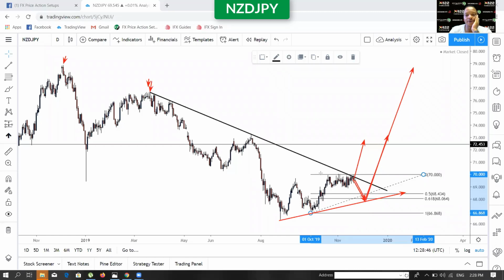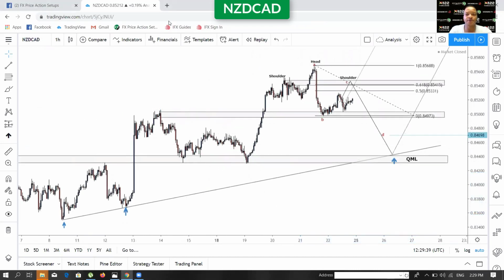So we have a breakout here. Once we got this breakout, we'll expect price to pull back to this level, around 50 and 61.8, before it pushes all the way up to that level. So for me, if we can quickly jump to NZDCAD, looking at this level here, this will confirm that NZDJPY is going up.